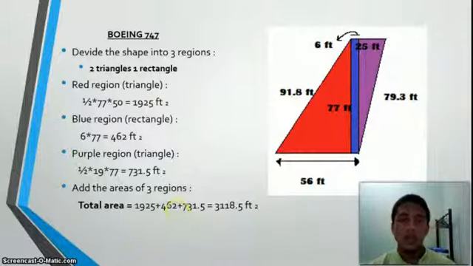So to find the area of the Boeing 747, we total up all the areas we got before. So the total area is 3118.5 feet squared.